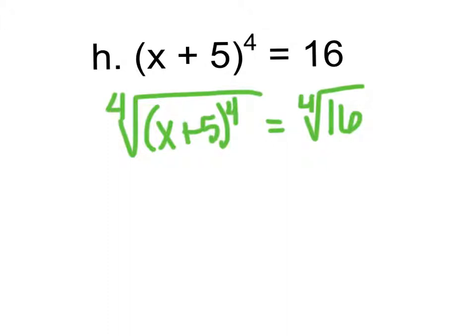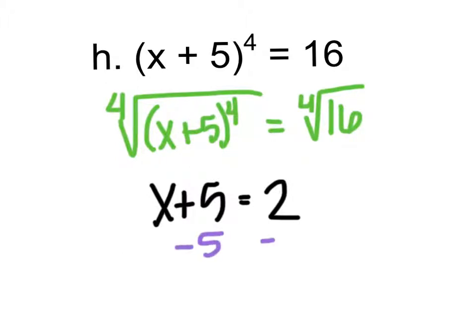So the fourth root of something to the fourth power will cancel. So then we get x plus 5 equals, and in our calculator we can take the fourth root of 16, and that's 2. Now to get x by itself, we're going to subtract 5 from both sides. So 2 minus 5 is negative 3.